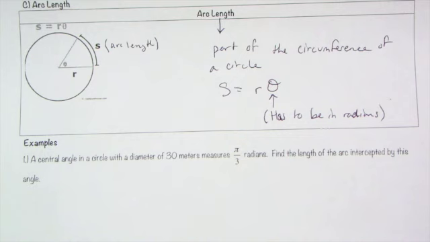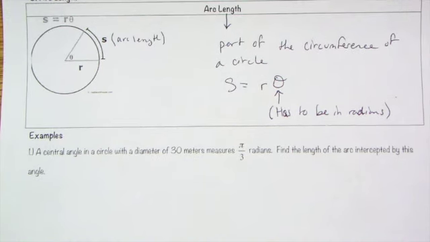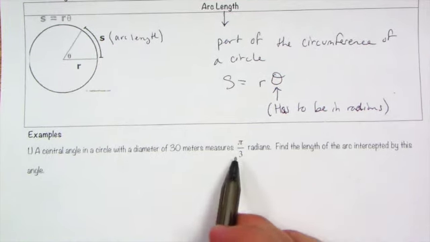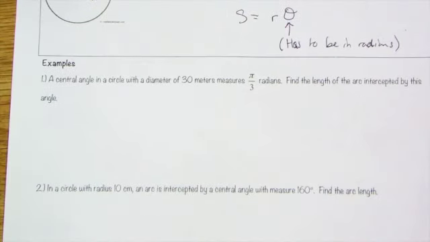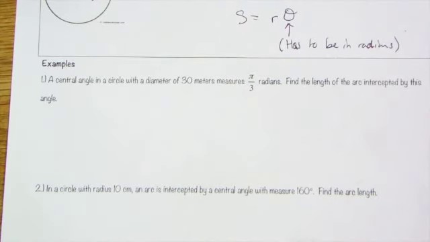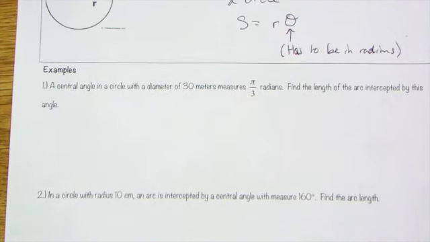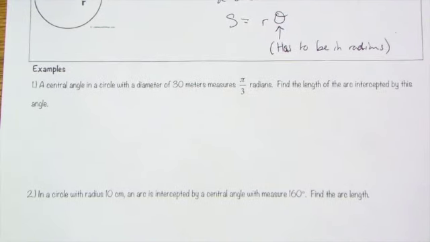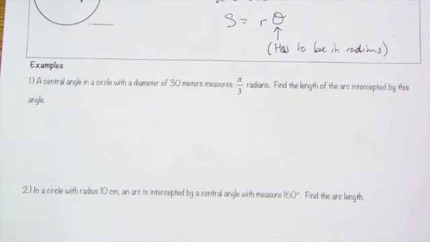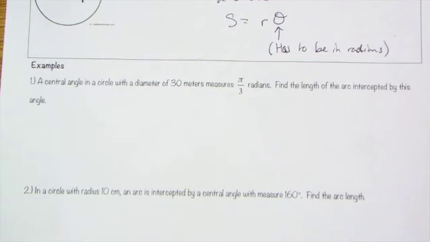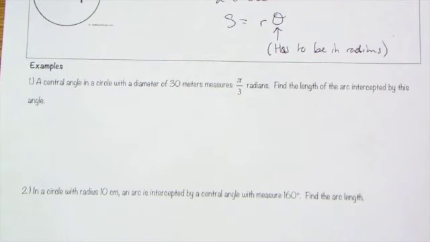So you can imagine what kind of questions I'm going to give you. First of all, we're going to give you one where it's already in radians, and then you'll see that we'll give you some that are in degrees. So here's some examples. A central angle in a circle with a diameter of 30 meters measures pi over 3 radians. Find the length of the arc intercepted by the angle.